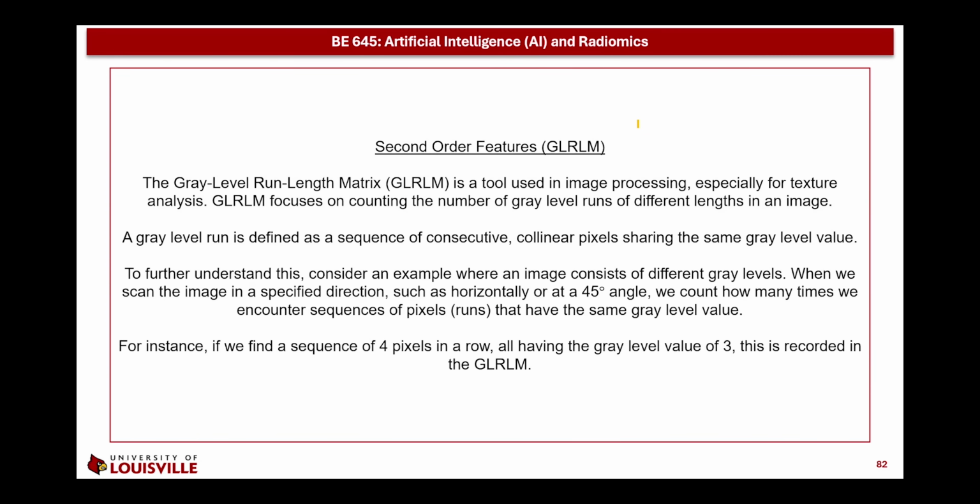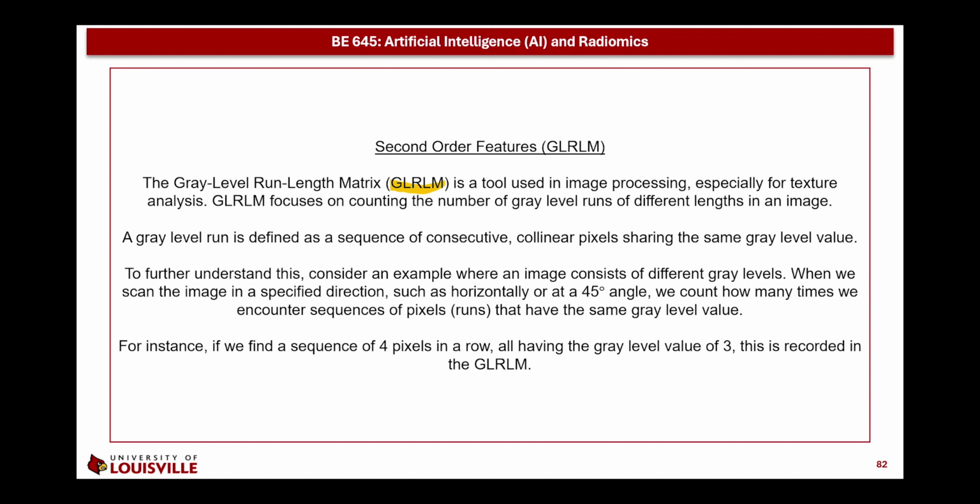In today's lecture we are going to deal with the gray level run length matrix, or in short GLRLM. GLRLM is a tool used in image processing, especially for texture analysis. This technique focuses on counting the number of gray level runs of different lengths in an image. It's a type of second order feature, and as mentioned in the previous lecture, second order features try to find the relationships between neighboring pixels.